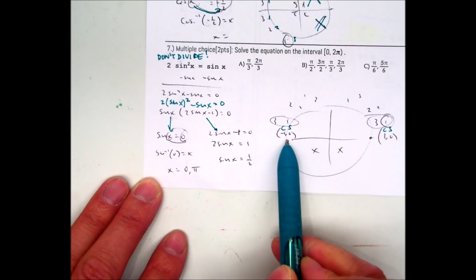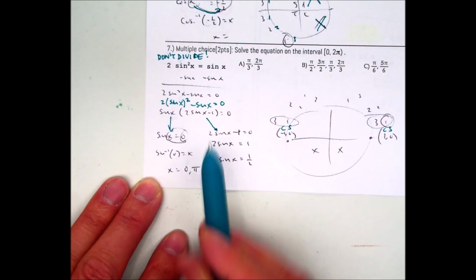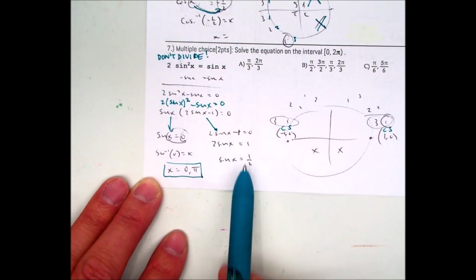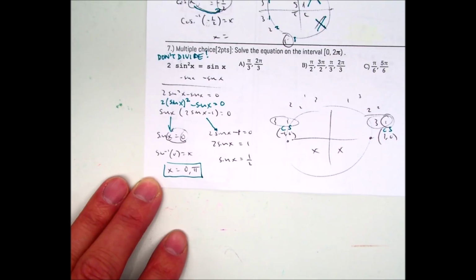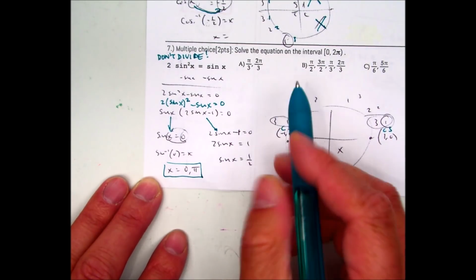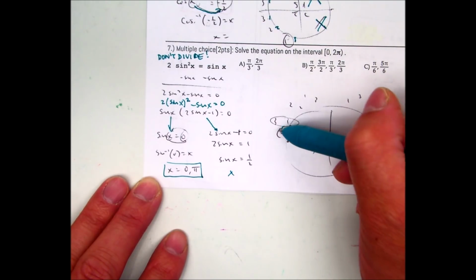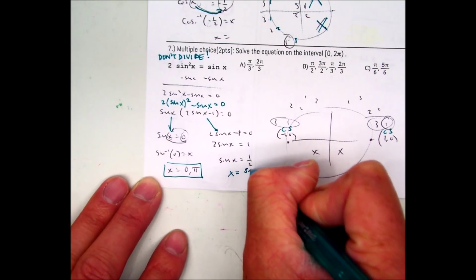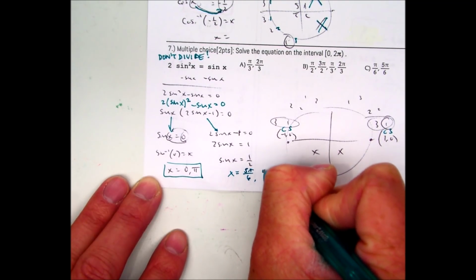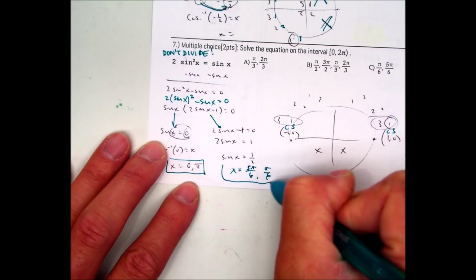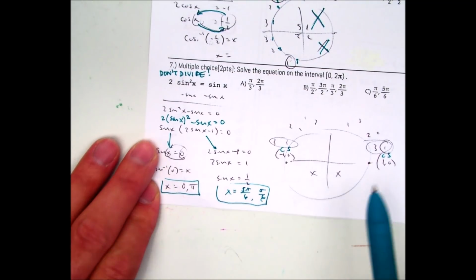They're at 180 degrees or at pi. There's my two answers here. And then where is sine of x equal to 1/2? Sine is 1/2 at 2 locations. Here at pi over 6 and at 5 pi over 6. And these are my two solutions, so you have a total of 4 solutions.